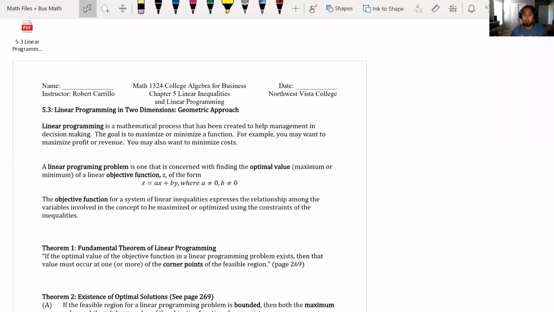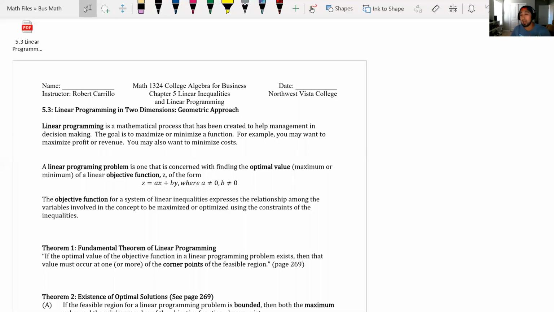All right, welcome everybody. This is 5.3 linear programming. We're going to be doing the same exact thing as we did in 5.1 and 5.2. Graph a linear inequality, shade, find corner points. The only thing different today is that we're going to take the corner points of the shaded feasible region and plug them into an objective function. And our goal is to either maximize or minimize the objective function, whatever the question is asking for.